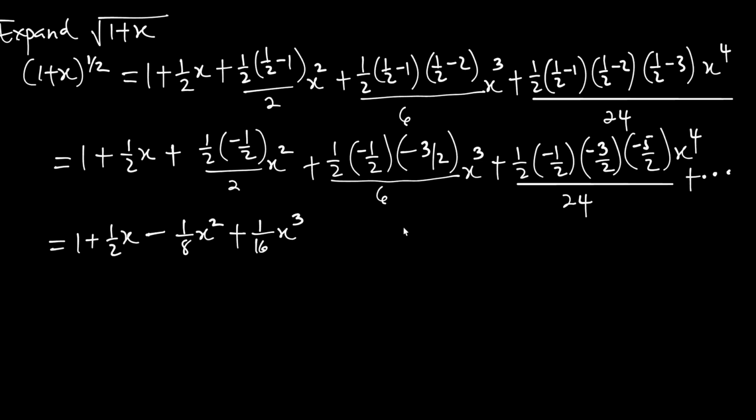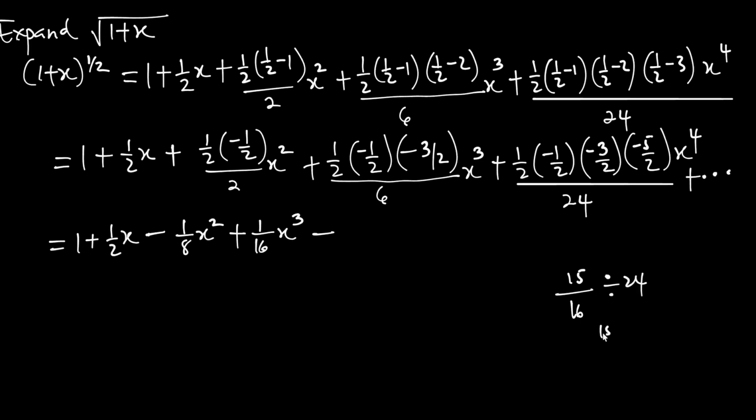Now for this guy, let's multiply all the negatives first. Negative, positive, and this negative, and this negative. So we have a minus, right? So 1 times 3 is 3, and 3 times 5 is 15. So let me just do that here. 15 divided by 2 times 2 times 2 times 2, that is 16. Now divided by 24.